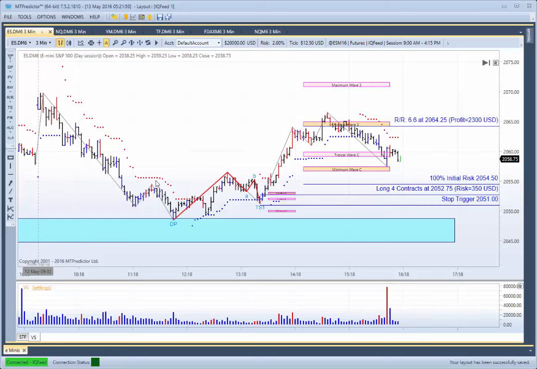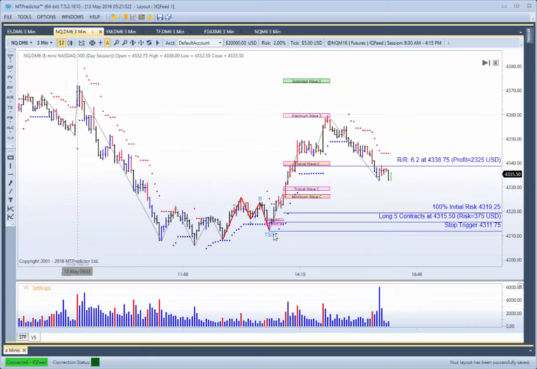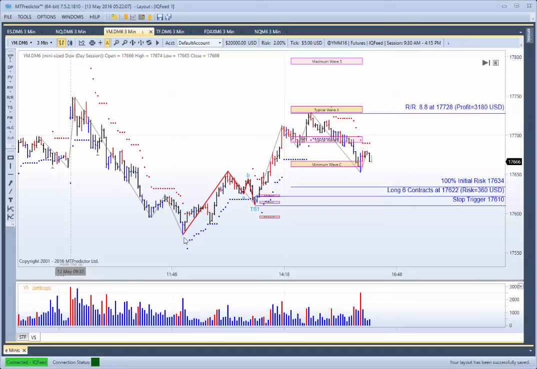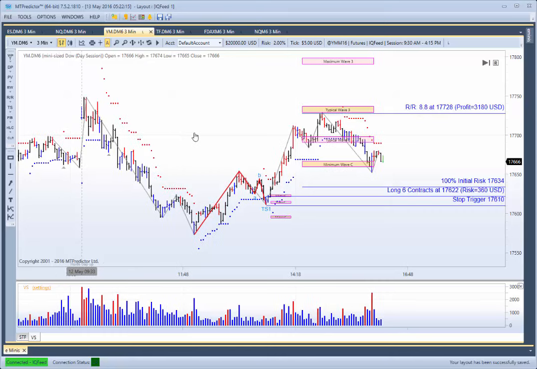It wasn't restricted to the ES because on the NQ you had a nice TS3 buy setup there. Market moving higher, 6.2R at the typical wave 3 WPT, or perhaps you could have trailed it a bit further, but let's take profit at that particular level. On the YM, exactly the same. Major low, initial rally, initial correction, up into the typical wave 3 WPT, this time for 8.8R.